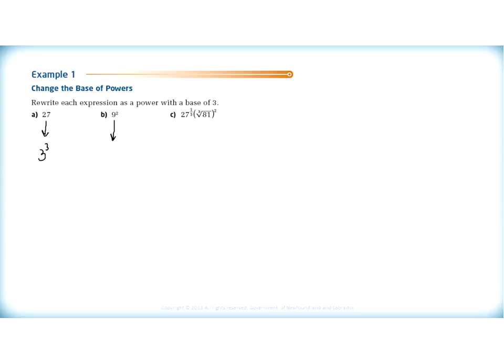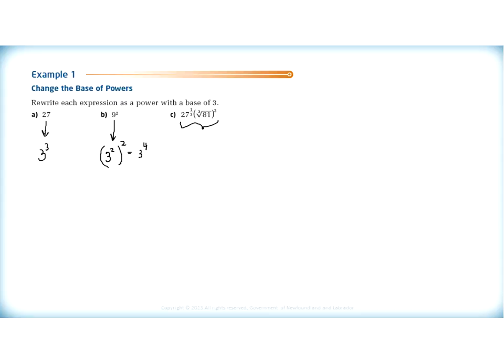I'm going to rewrite my 9 squared with a base of 3. It's simply 9, I'm going to write it as 3 squared. Of course, it's already raised to the power of 2. So if I rewrite this, power to a power, you remember you multiply, so I get 3 to the power of 4. So I've rewritten 9 squared with a base of 3, and it's 3 to the power of 4. This one requires a little more work, doesn't it?